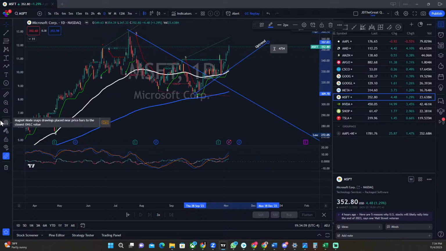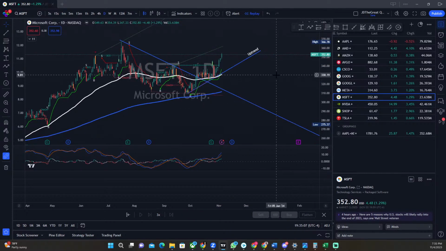This right here lets me know that Microsoft still has some more room to the upside. I'm thinking somewhere north of 360, maybe even retest the high of the year at 366. Yeah, I said it. Yeah, I said it. We may be bullish.